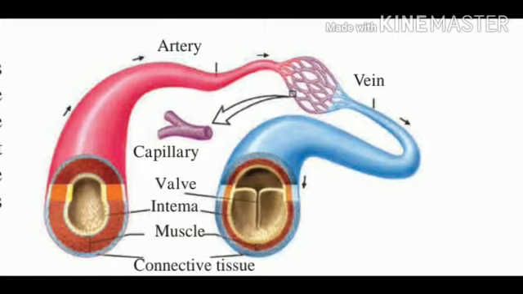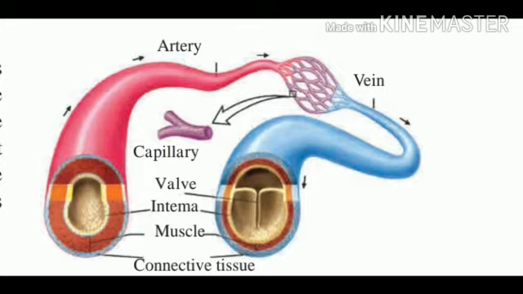There are two main types of blood vessels. First, arteries. Blood vessels which carry the blood away from the heart are called arteries. Except the one carrying blood towards the lungs, all carry oxygenated blood. These are deeply located in the body and their walls are thick. These vessels do not have valves.